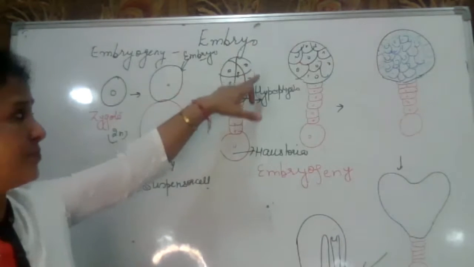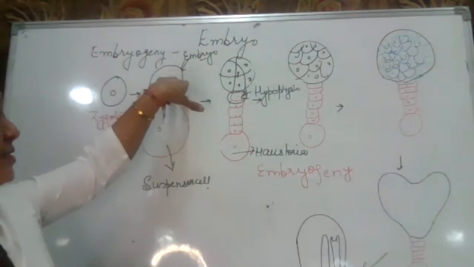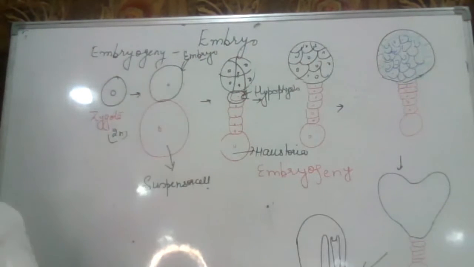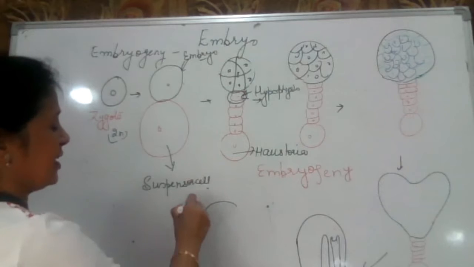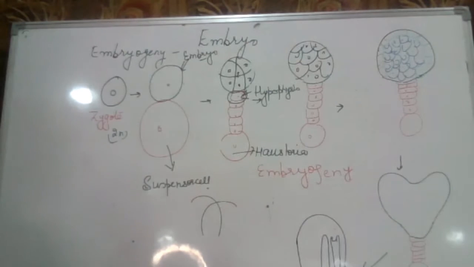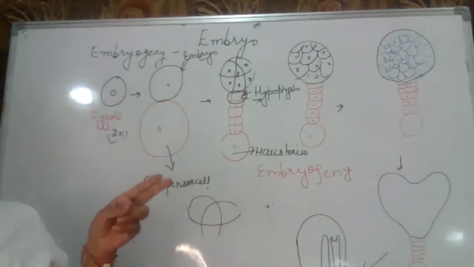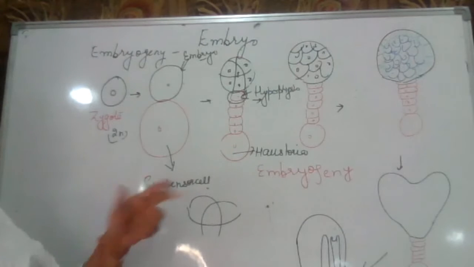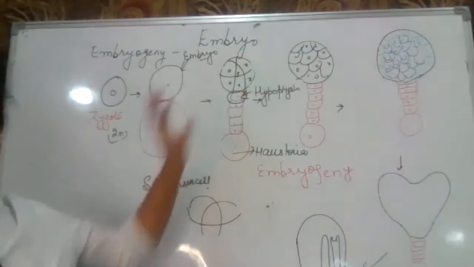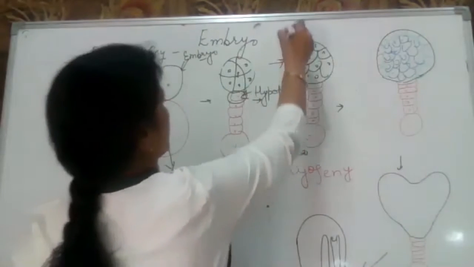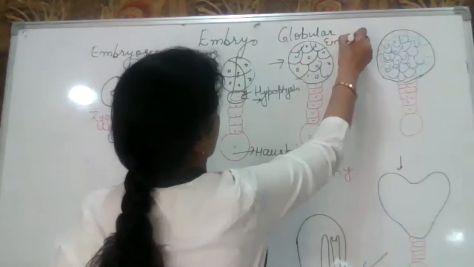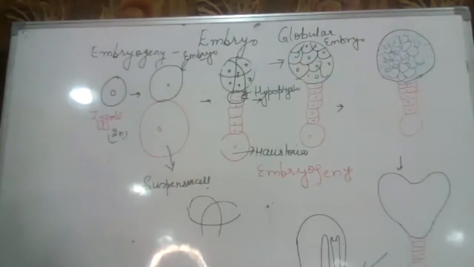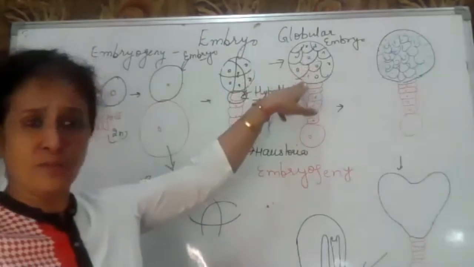Now see this part. This cell divides by 2 vertical divisions. Vertical division means like one division is like this and second is like this. And one transverse division like this. So as a result of 2 vertical and 1 transverse division, an 8 cell structure is formed. Now first of all, this is going to form a globular embryo. A globular embryo is formed.